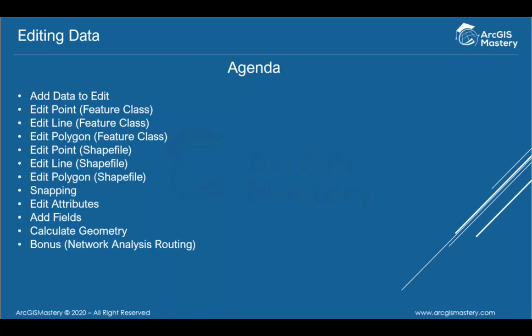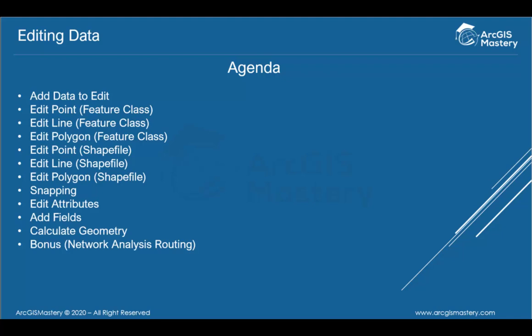We will start by editing the feature classes we created in the last lesson. After that, we will edit the shapefiles as well, in the format of a point, line, and polygon. Then we will enable snapping and see what it is and how we can use it. After we draw our geometries, we will edit some of the attributes and the tabular data for each field.